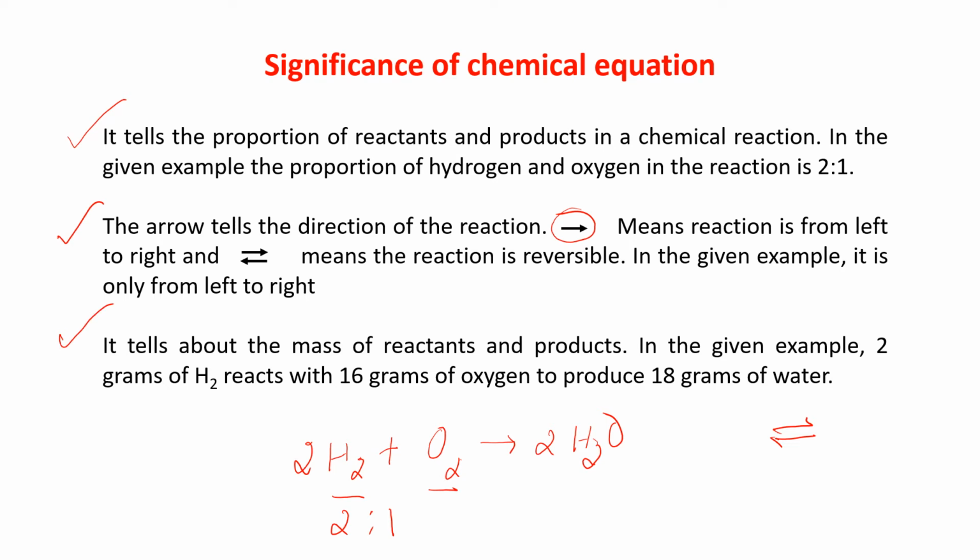It tells about the mass of the reactants and the products. Okay, in the given example, 2 gram of hydrogen reacts with 16 gram of oxygen to produce 18 gram of water, because for hydrogen, the atomic mass is 1. So 2 grams of hydrogen reacts with 16 gram of oxygen to produce 18 gram of water.